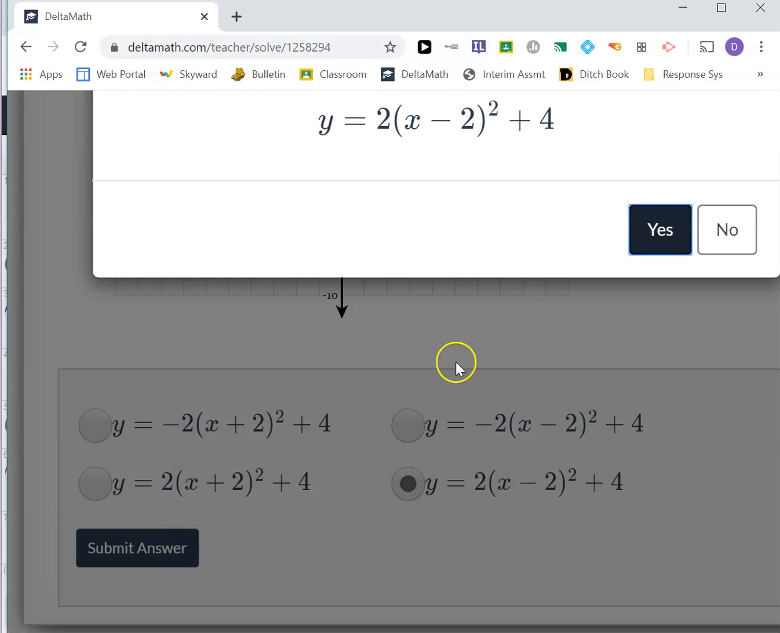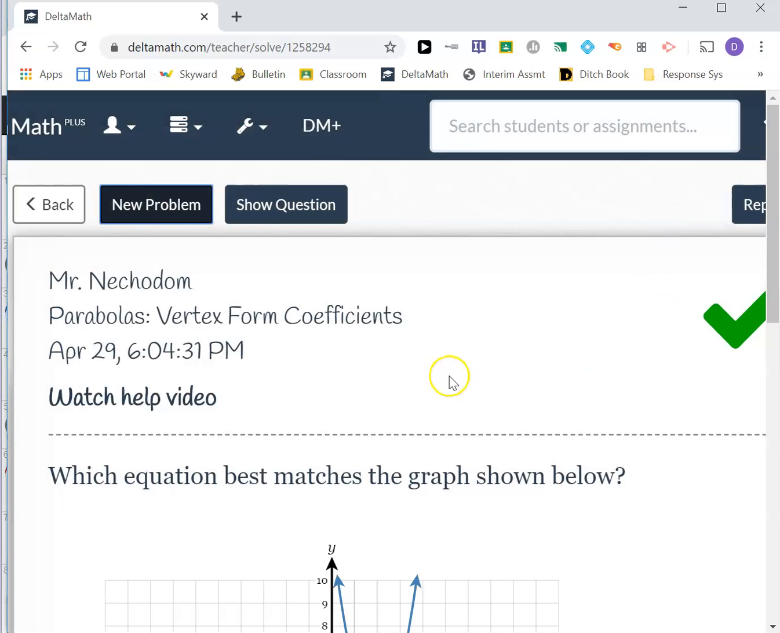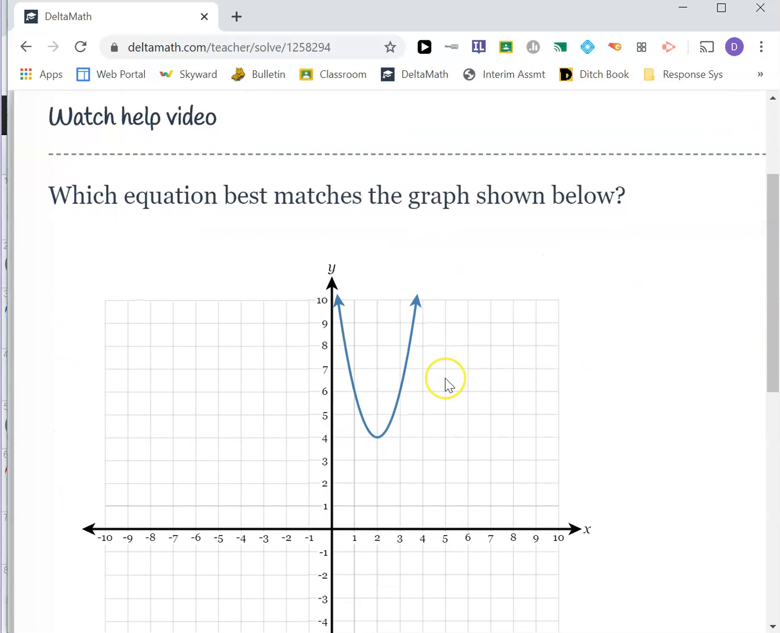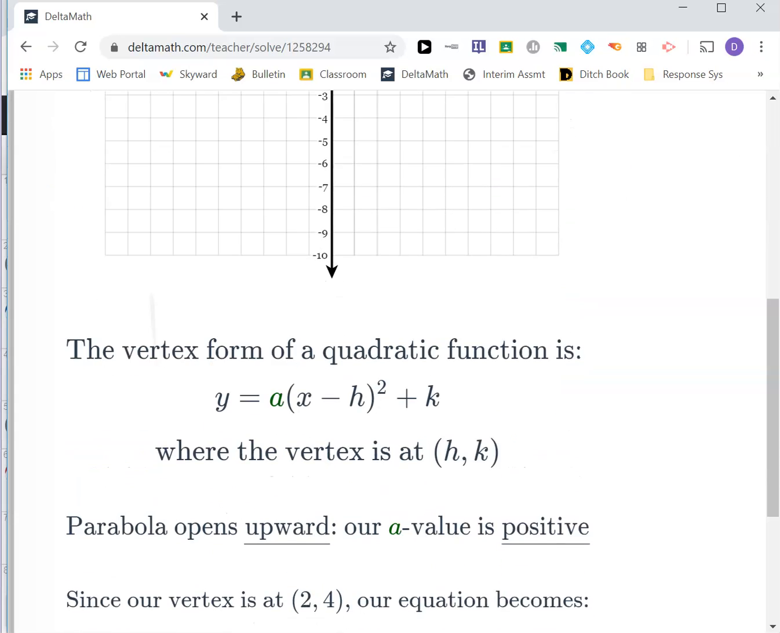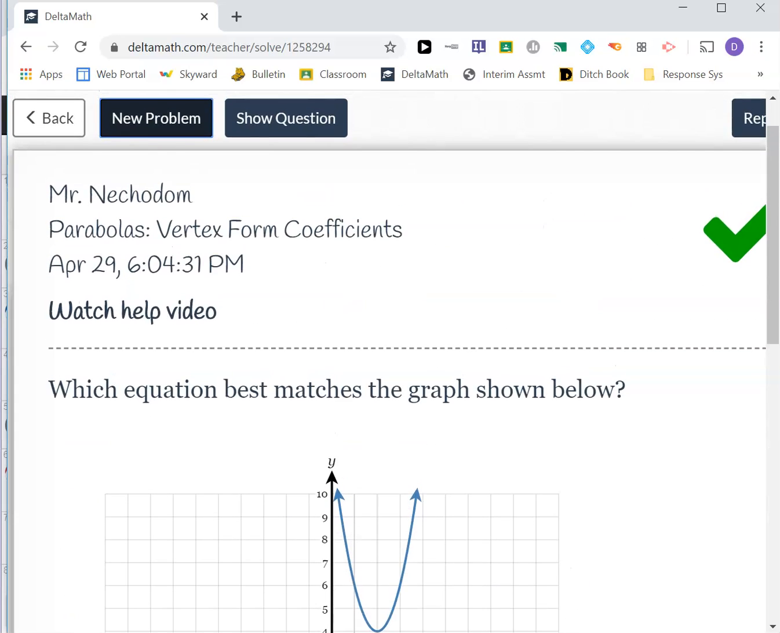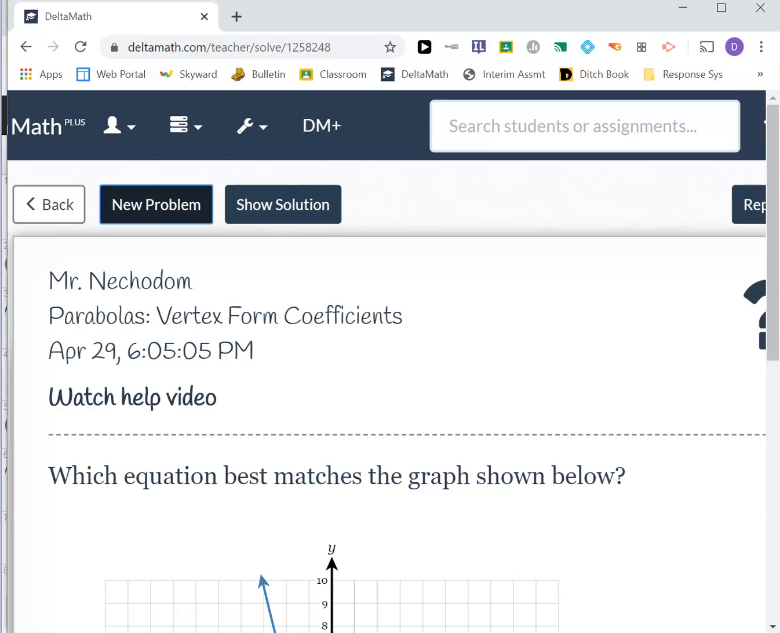So that's the kind of stuff you're going to be doing on this next assignment. I just wanted to give you a bit of a preview about why you would change something into vertex form if you had it in standard form. Okay, so that's going to do it for now.